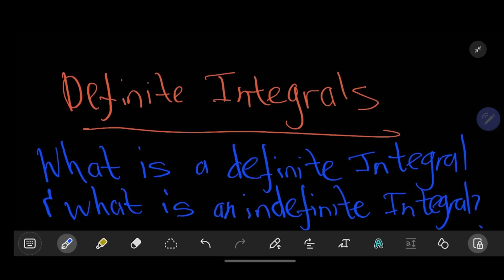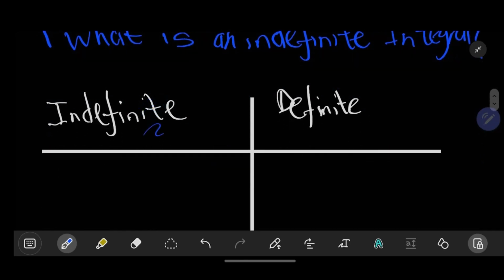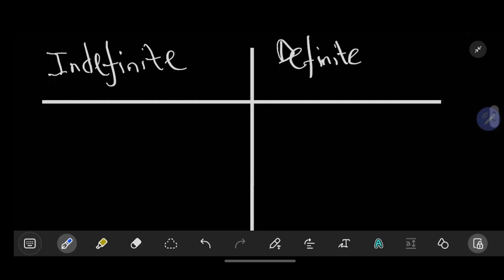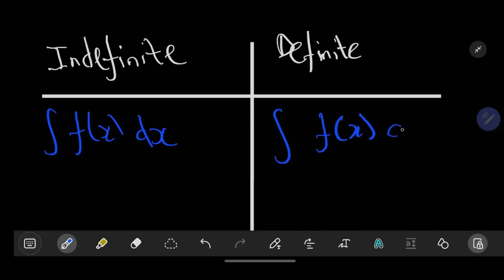Before I take you into the examples, I'm going to pose the question: what is a definite integral and what is an indefinite integral? Many of you who have already studied the section might already know it, but I'm going to take you through the difference between the two. An indefinite integral is written as the integral of f of x dx, and that's it. However, a definite integral is written as the integral of f of x dx with the limits a and b.